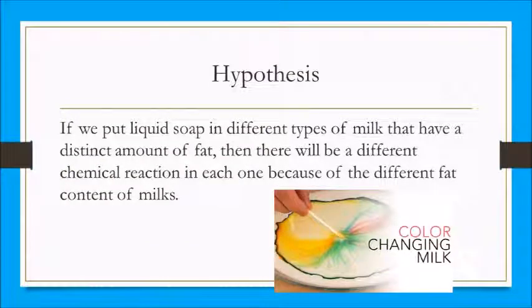Now we're going to tell our hypothesis. So our hypothesis is, if we put liquid soap in different types of milk that have a distinct amount of fat, then there will be a different chemical reaction in each one because of the different fat contents. And you want to make sure that in your hypothesis you have an if-then statement.